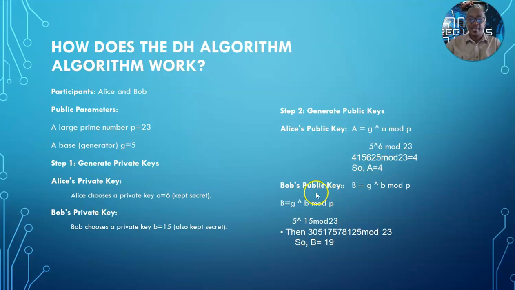So on the other side, Bob can create his own public key. His generator is known, it's 5. His private key is 15, mod P, which is 23. So he's able to derive his public key as 19. So they actually exchange. This key 19 will be used by Aris, and this key number 4 will be used by Bob to generate the session key.